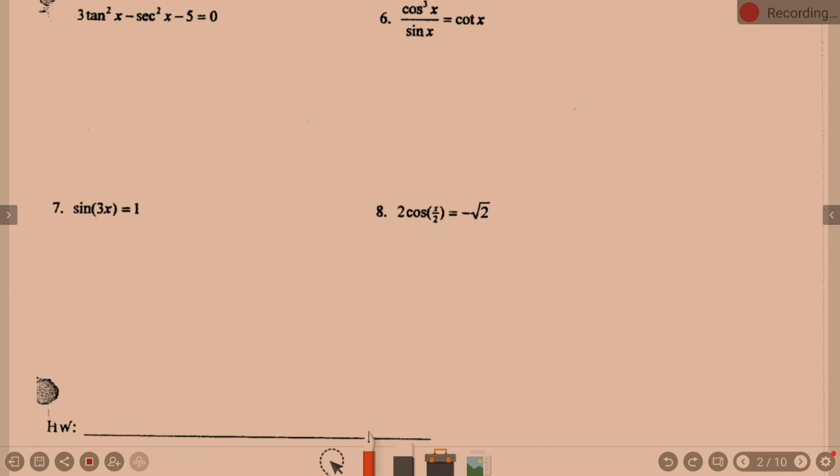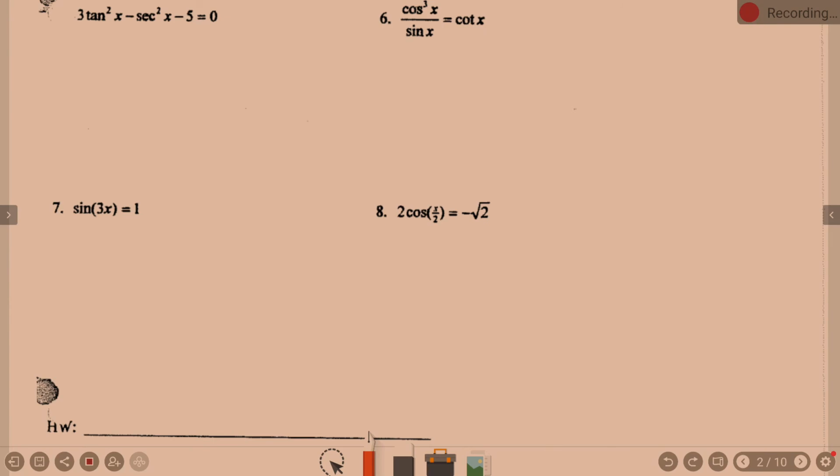And here's the idea. That is 3 tangent squared minus secant squared. We can't replace both of them, because our variables would be gone. But can I replace one of these? Can I replace just the tangent or just the secant with what it's equal to? What's the Pythagorean identity? I'm trying to remember how it reads in the book. Does it say 1 plus tangent squared equals secant squared?